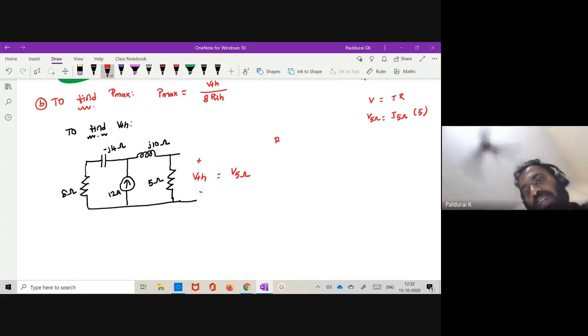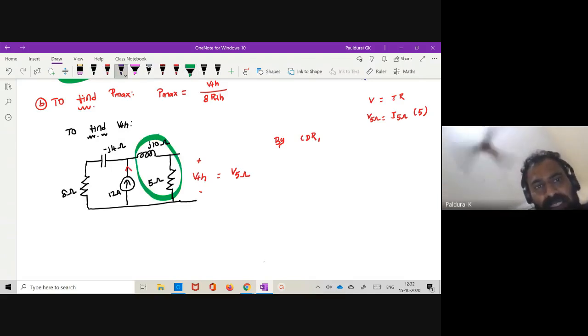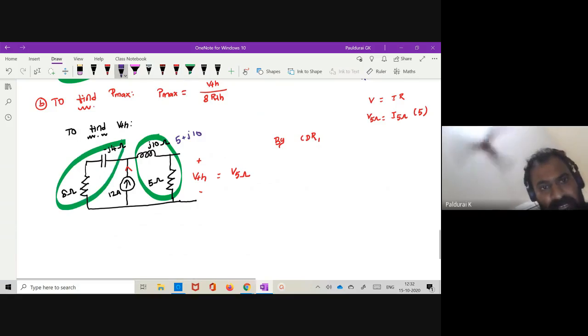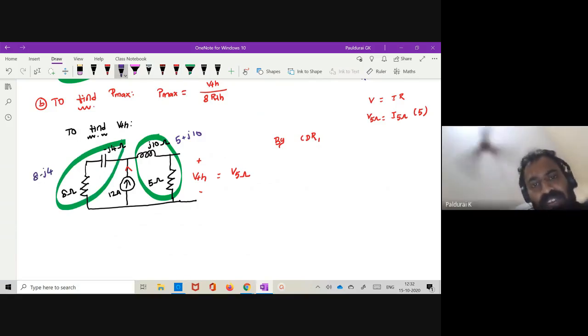So how will you calculate it? By CDR, right? Current division rule. You are applying 12 volt, which is divided through this combination. This combination gives you 5 plus J10, and the other combination is 8 minus J4. Now I am looking for the current which is flowing through 5 plus J10, only that current. So what is it by CDR?